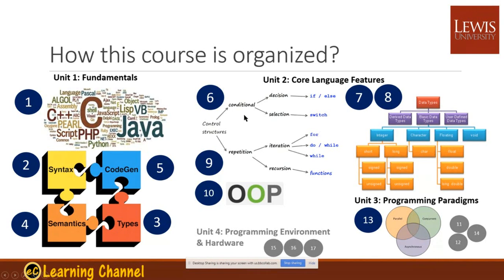And in chapter 9, we go back to the control for the programming language. And in chapter 10, we introduce object-oriented programming. After that, we have several programming paradigms to introduce, but we will only pick concurrent programming as the topic. And unit 4, about the programming environment and hardware, we will omit because our course is only an 8-week course. So basically, we don't have that much time to cover everything in such a short time.